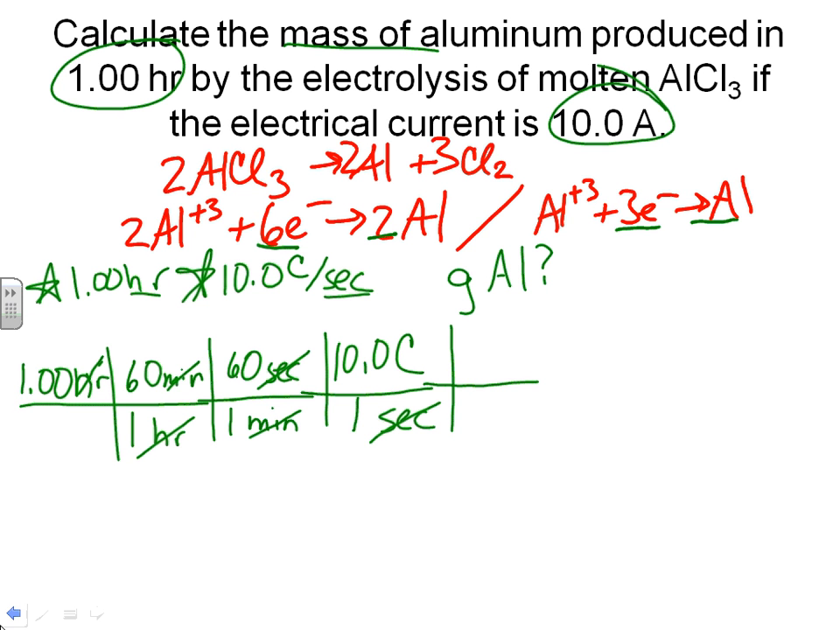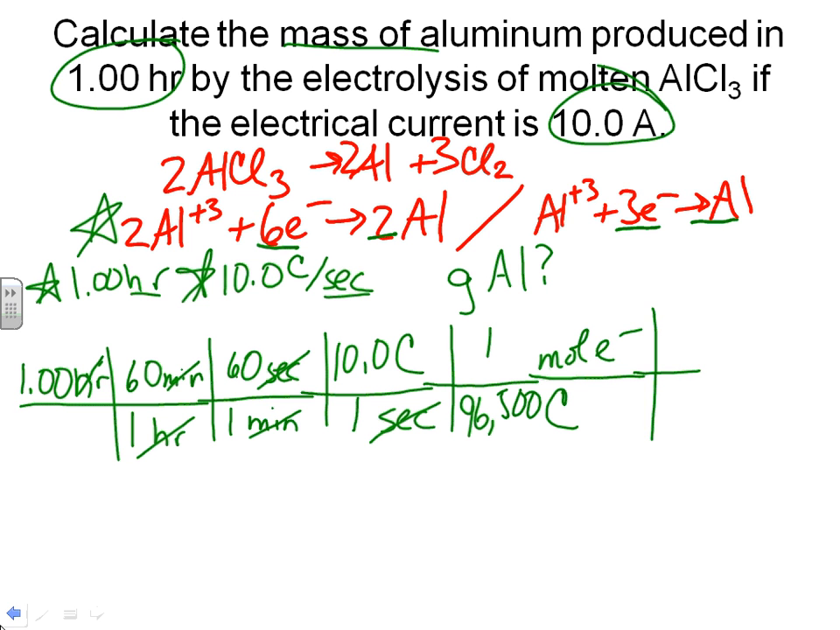Well, now I have coulombs. Coulombs aren't related to my aluminum here, right? There's nothing here about coulombs, but I do have electrons. Coulombs are related to electrons. There's a relationship there, and that is Faraday's constant. Faraday's constant says that there are 96,500 coulombs in 1 mole of electrons. It's about measuring the charge on an electron. Okay, now I have moles of electrons. Now coulombs have canceled. I want mass of aluminum.